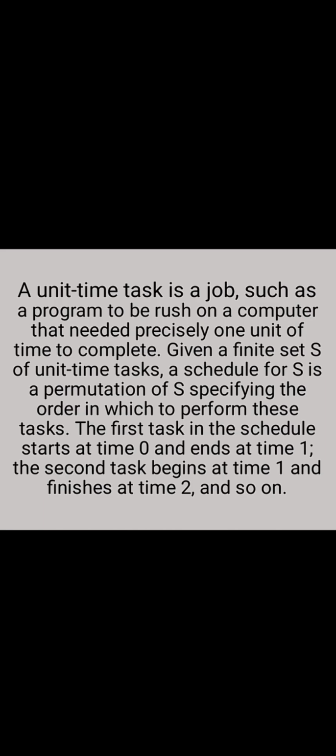So a unit time task is a job, such as a program to be run on a computer, that needs precisely 1 unit of time to complete. Given a finite set S of unit time tasks, a schedule for S is a permutation of S, specifying the order in which to perform these tasks. The first task on the schedule starts at time 0 and ends at time 1. The second task begins at time 1 and finishes at time 2, and so on.